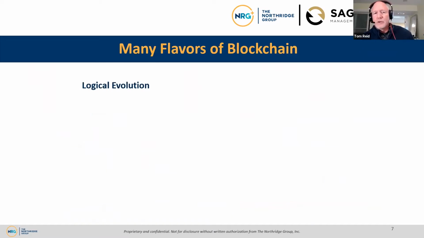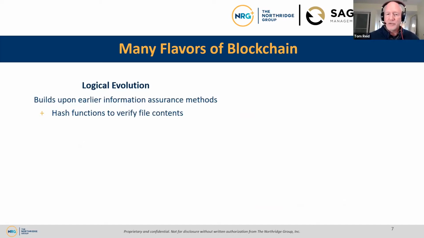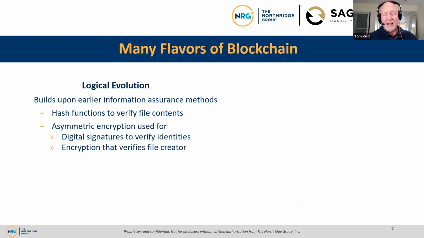There are many flavors of blockchain. First, it really is a logical evolution, as Jeff was talking about in that chart. These hash functions that I was just talking about have been around for a long time to be able to verify that the contents of a file has not been changed. And blockchain builds upon that. Asymmetric encryption has also been around for a long time, also called public-private key encryption, used for a lot of purposes, but also really essential in the blockchain. So you can use asymmetric encryption for digital signatures. You can also use it for encryption. And when you encrypt it, it's clear that you're the one who encrypted that file.